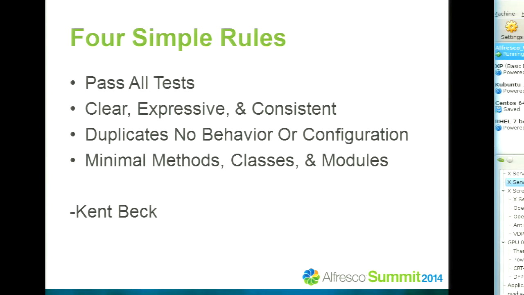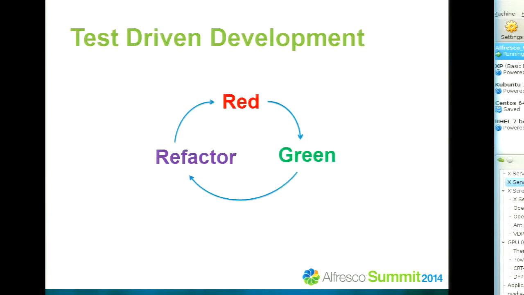For Kent's 4 simple rules, everything should pass, and you shouldn't have many duplicates. The DRY principle, don't repeat yourself. Minimize duplication, that'll help you out a lot. Test-driven development, another bit of a controversial thing that people are on either side of. Test-driven development is when you start off writing a test and it's failing, then you write the implementation for that test, and then you refactor it to make it a bit nicer. So you're going to go around that cycle over and over and over again.